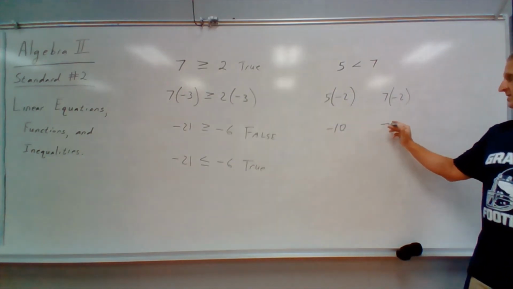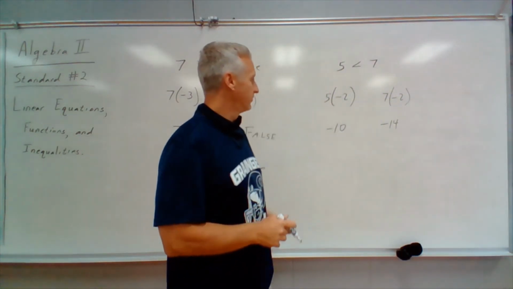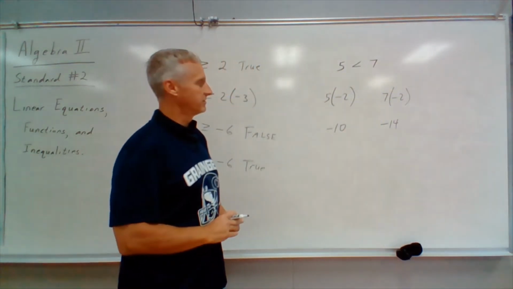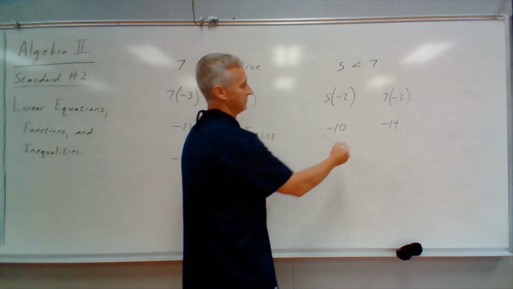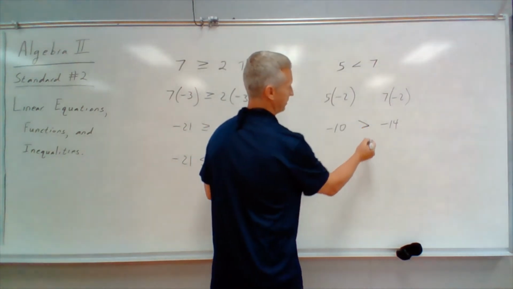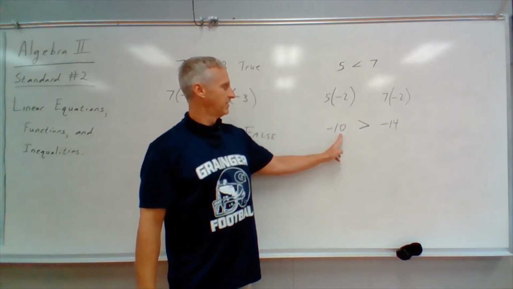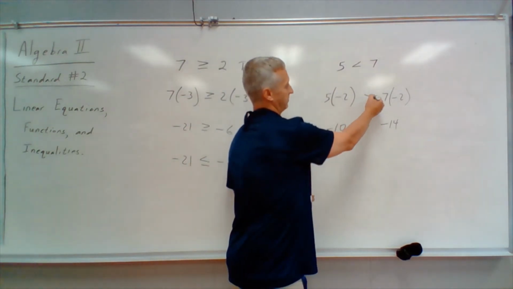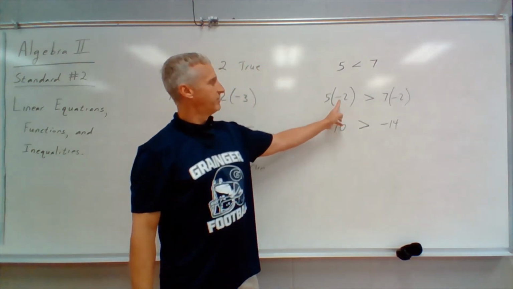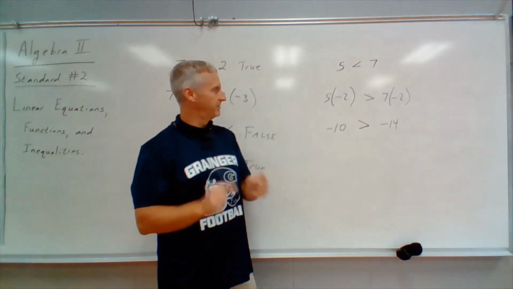Now, which way does the inequality point? Which one of these numbers is smaller? -14 is less than -10. So now it should point this way. -10 is greater than -14. So multiplying both sides by a negative number causes my inequality to flip directions. I started out with less than, and flipped it to a greater than.